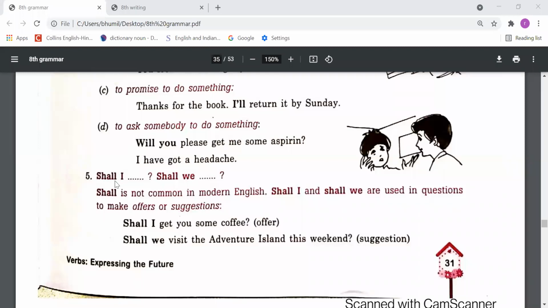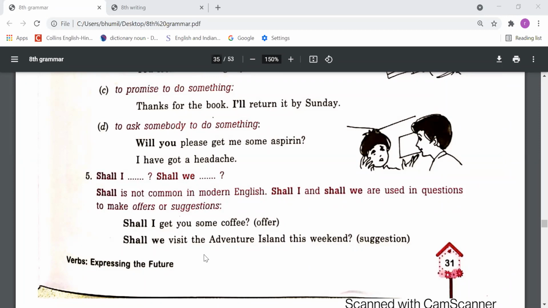Next point number 5, shall I or shall we? Shall is not common in modern English. Shall I or shall we are used in questions to make offers or suggestions. Shall I get you some coffee? Shall we visit the adventure island this weekend?